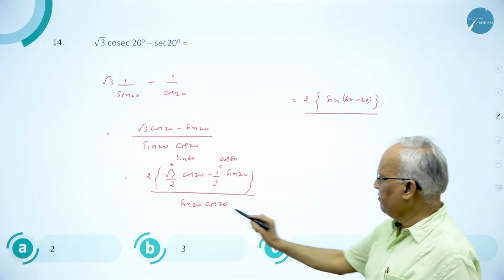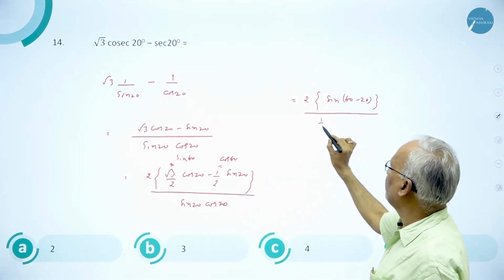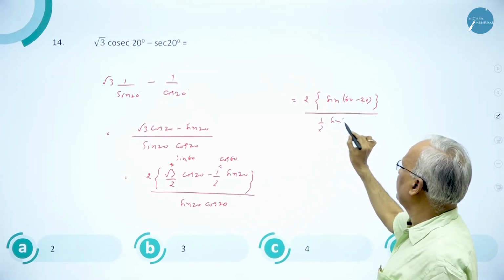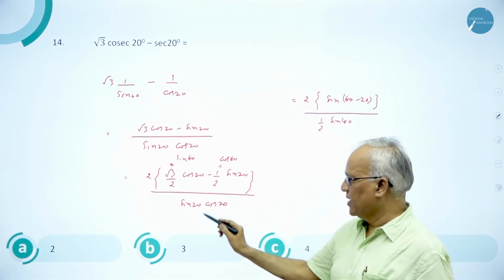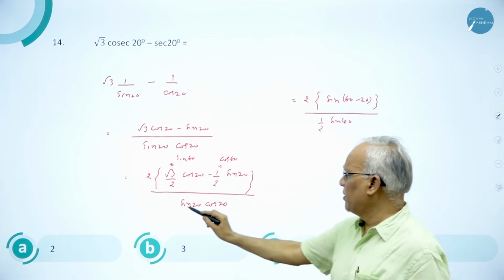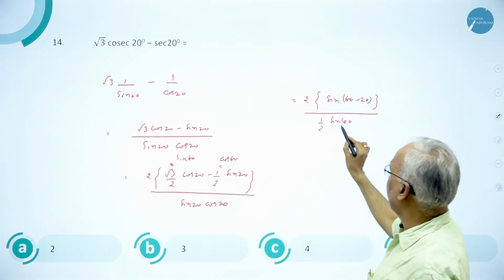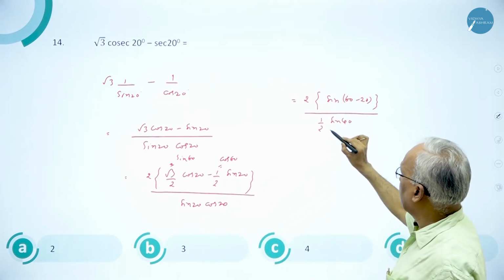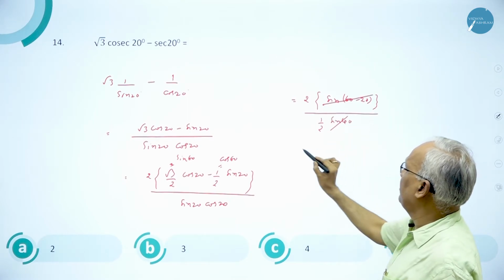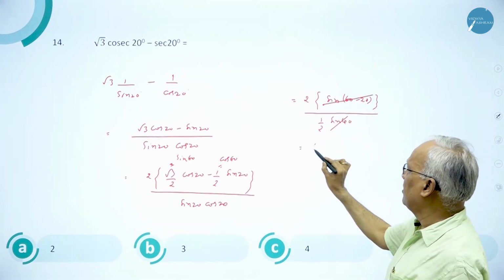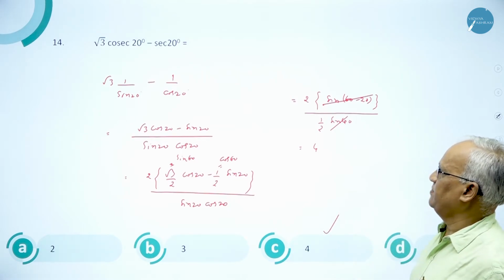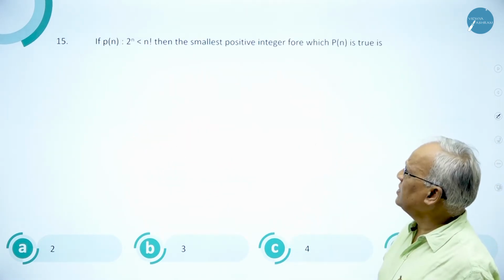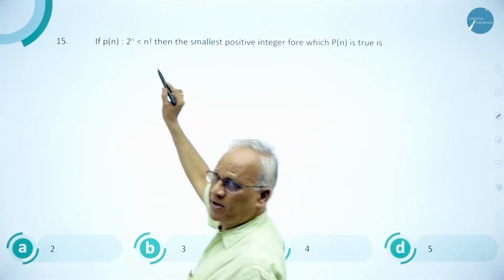Divided by, we can write this as half of sin 40, because you know sin 2 theta is 2 sin theta cos theta. You divide by 2 and multiply by 2. 2 sin 20 cos 20 is sin 40. So this sin 40 cancels with sin 40, which is equal to 2 divided by half, which is equal to 4. So answer is C. It's a very good problem. Now this is a straightforward question.